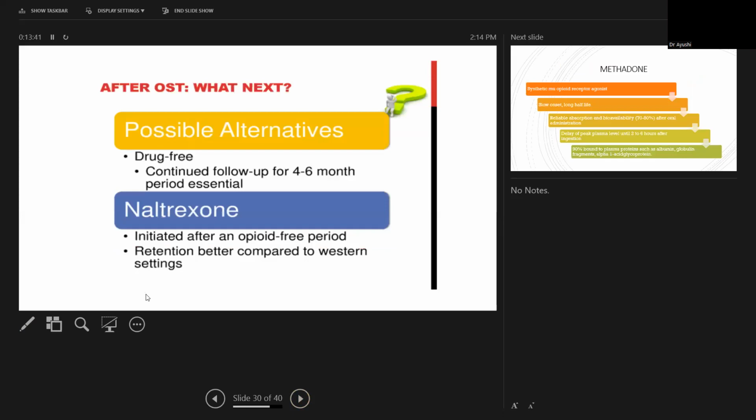Okay, after OST, what next? If the patient is motivated enough, then one alternative is drug-free, but we will ask the patient to follow up for 4 to 6 months, or we can give naltrexone. It is initiated after an opioid-free period.